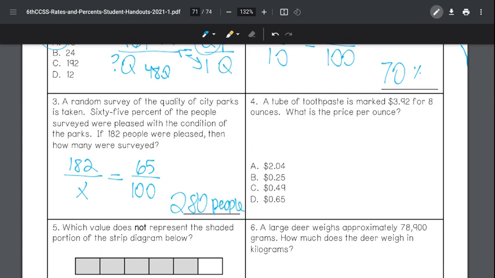Number 4, a tube of toothpaste is marked for $3.92 for 8 ounces. What is the price per ounce? Money goes on top, but if I only buy 1 ounce, how much money is that going to be? So cross multiply and divide. $3.92 divided by the 8 ounces. We get that we're going to spend 49 cents for every ounce. The answer was C.